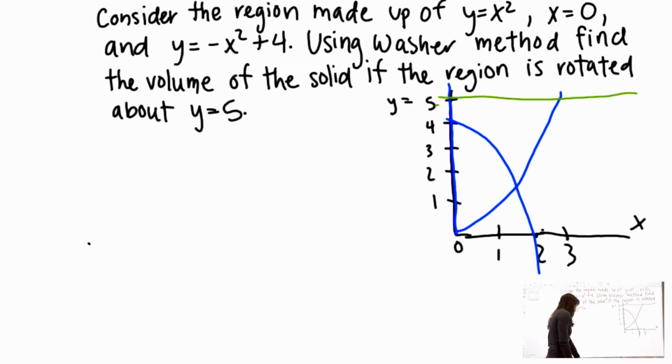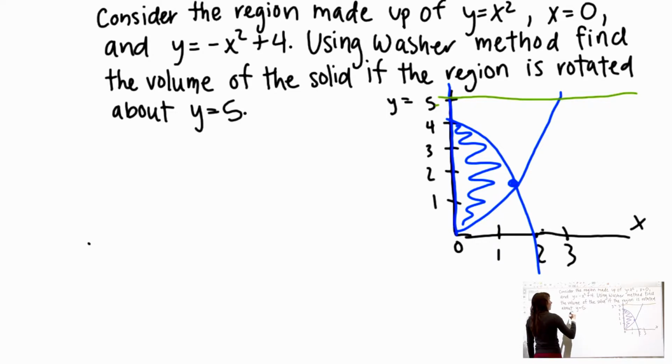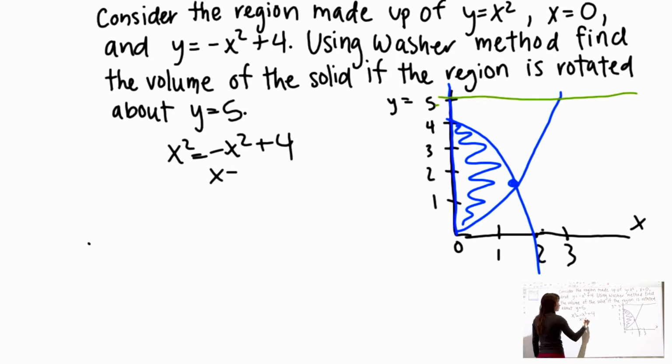So this is the region that we're rotating, but we need to know what this point is right here. So in order to do that, we set those two equations equal, and we have x squared equals negative x squared plus 4. We're going to find that this is true when x is equal to square root of 2.